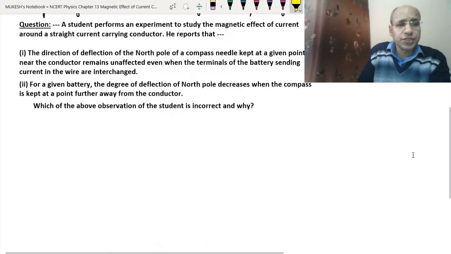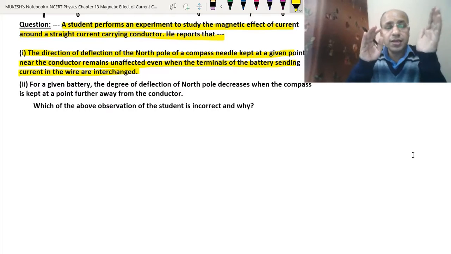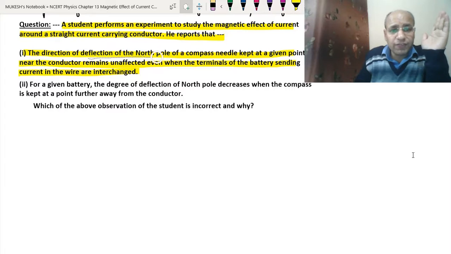The question is, a student performs an experiment to study the magnetic effect of the current around a straight current carrying conductor. The direction of deflection of the north pole of a compass needle kept at a given point near the conductor remains unaffected when the terminals of the battery sending the current in the wire are interchanged. This is the first statement.